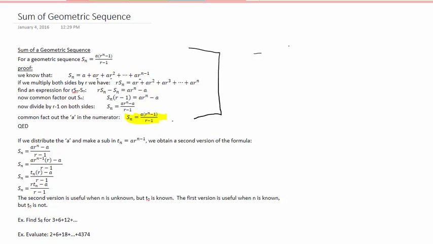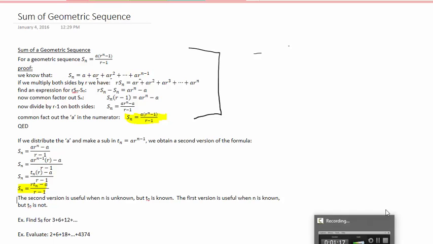Once we have this formula, it is helpful like yesterday's, as long as we know what R, A, and N are. We can also derive a second formula, this one down here, for when we know the last term. So both are helpful in our questions.